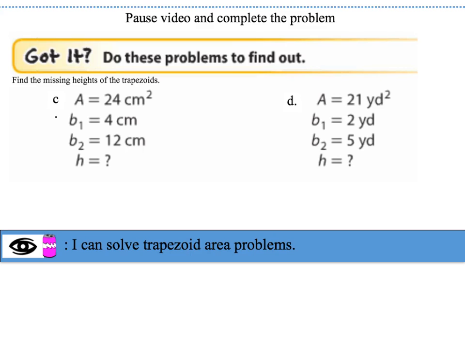So pause the video and complete the got it problems, and we'll discuss the answers in class tomorrow. Notice I have two got it problems on the slide, got it problem C and got it problem D. So to solve these problems, I would suggest using this formula, area equals the height times the quantity of base 1 plus base 2 divided by 2.